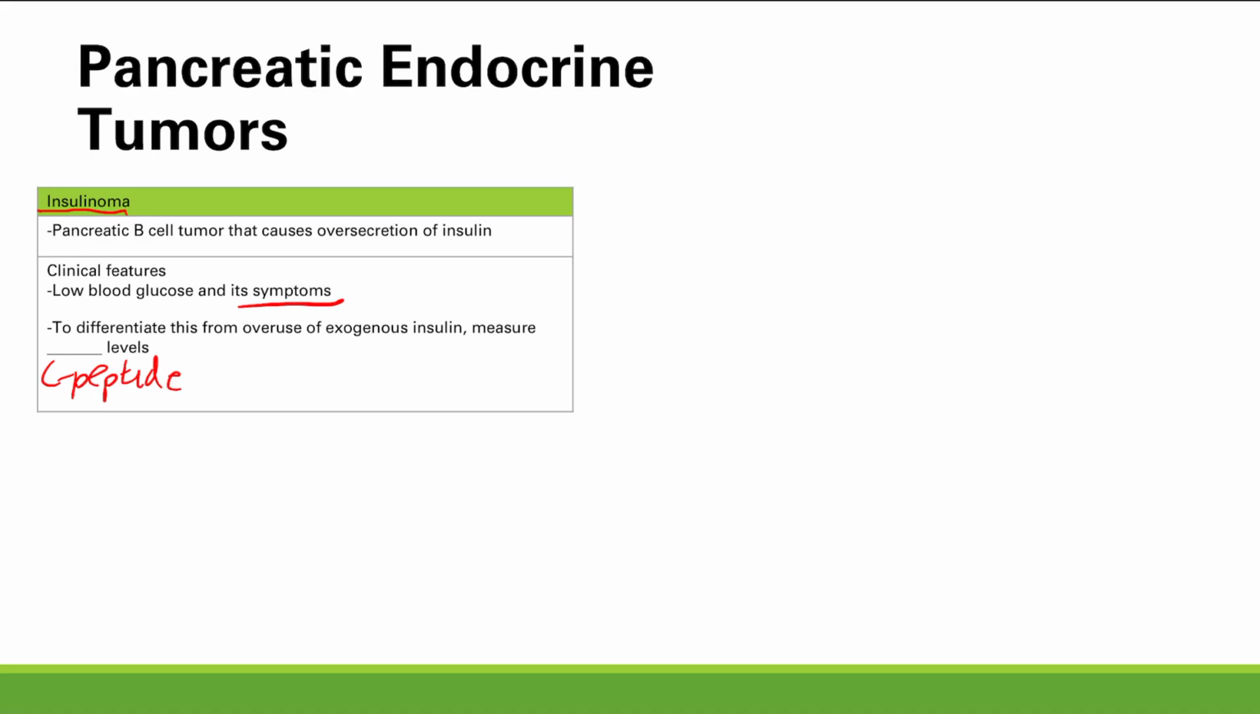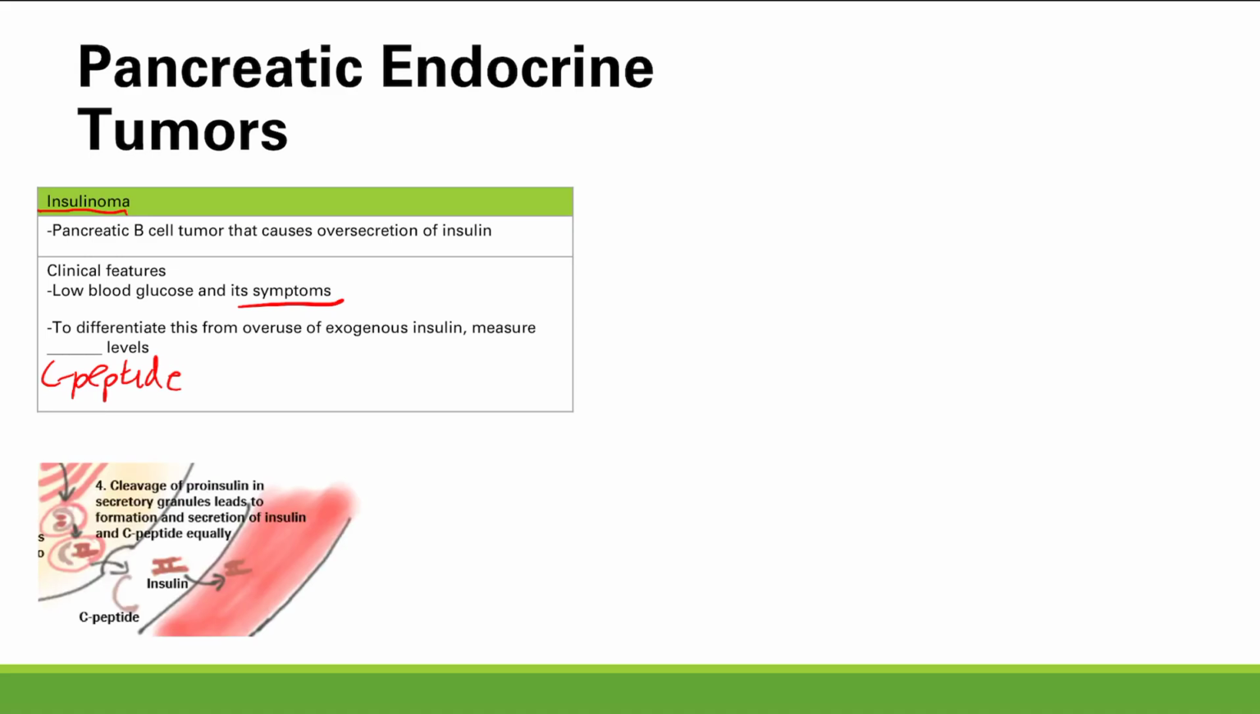Why is that? Because remember that C-peptide and insulin, when made naturally by the body, are secreted in equal amounts. So if you have a tumor that's making too much insulin, it's going to be making too much C-peptide as well, and you're going to have high C-peptide. But if you have exogenous insulin, there's no C-peptide in exogenous insulin, so they're going to have non-elevated C-peptide. So that's how you differentiate. So that's it for insulinoma.